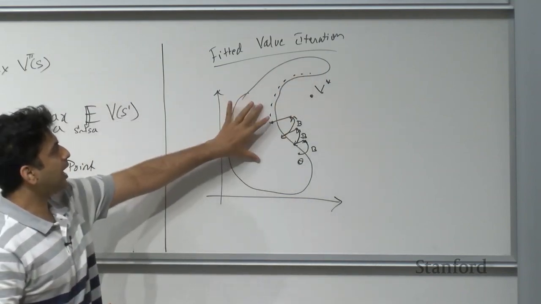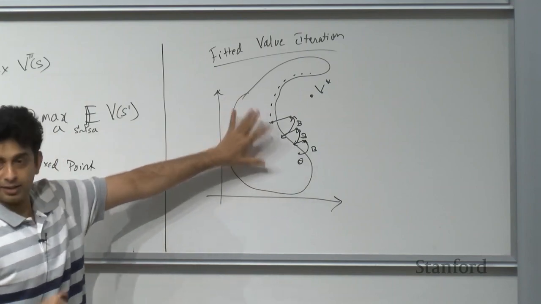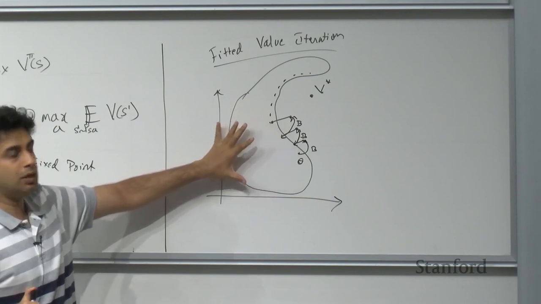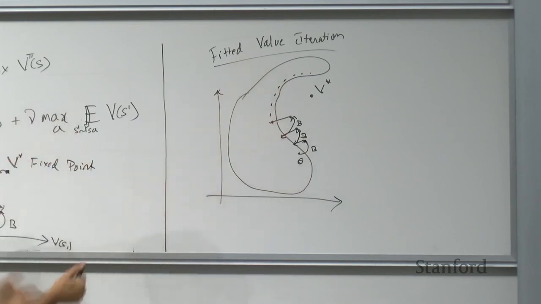But this algorithm is not guaranteed to converge, right? Because this is not a true contraction mapping anymore. There's no fixed point for this. However, in practice, it tends to work well. Okay, so that's fitted value iteration.